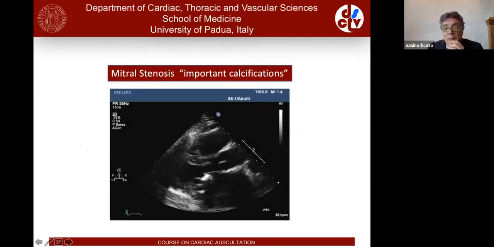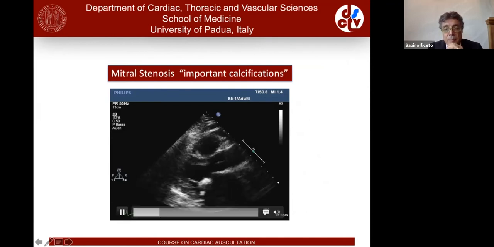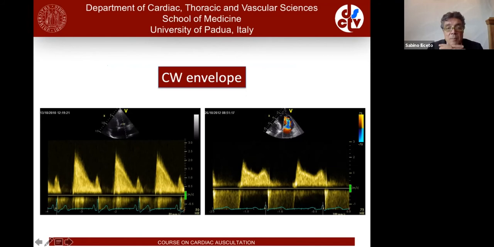And this is a valve that is strongly calcified. Here you can appreciate the calcium. The Doppler can be useful to make measurements, and the flow velocity through the valve is an expression of the gradient.